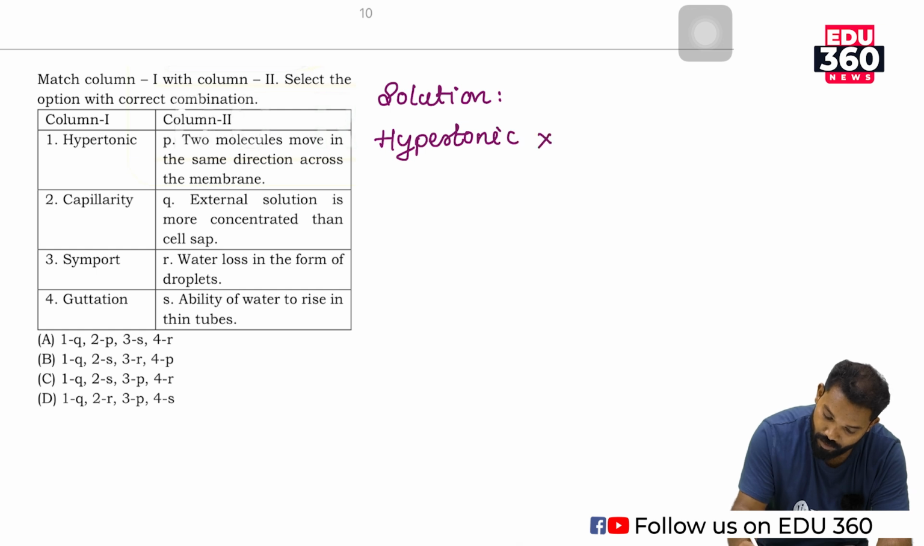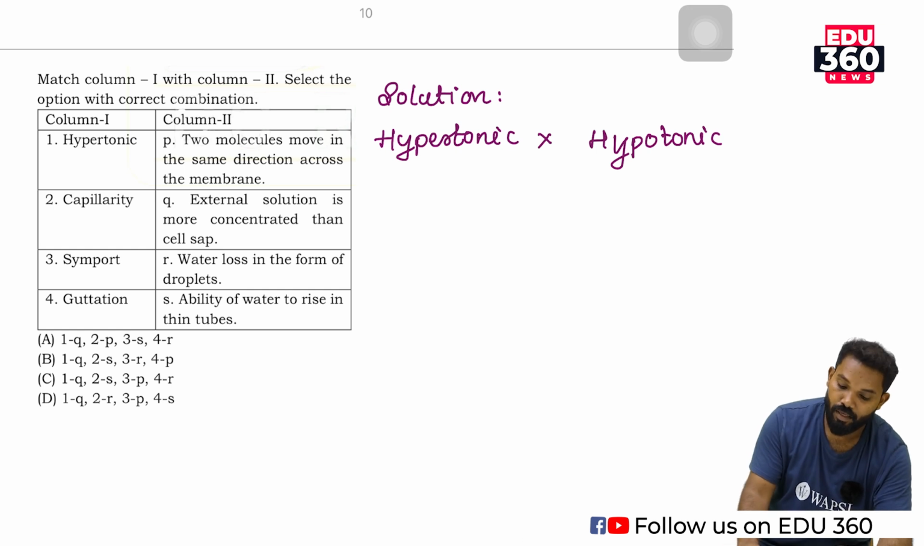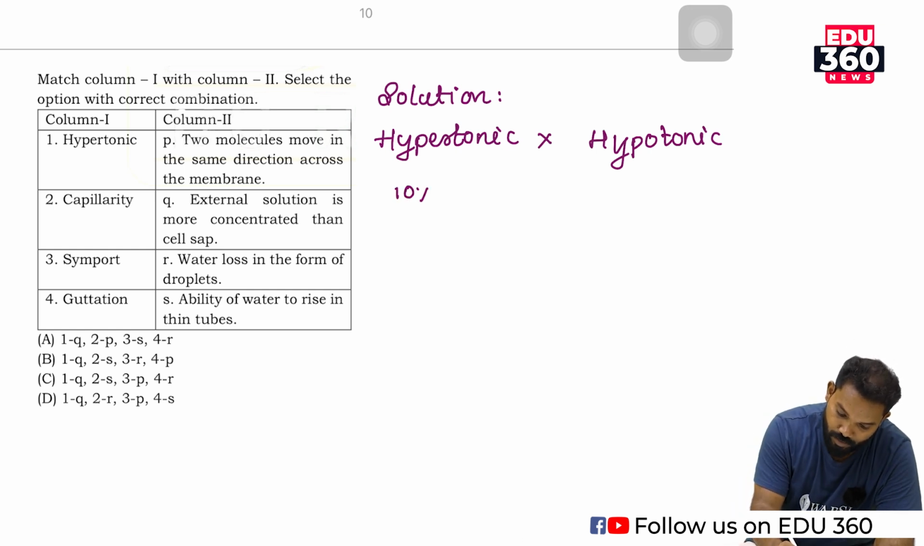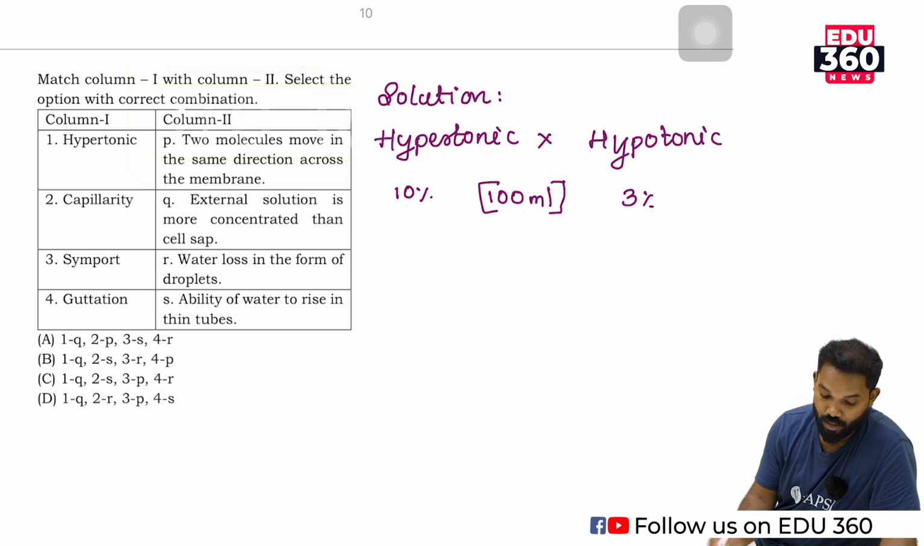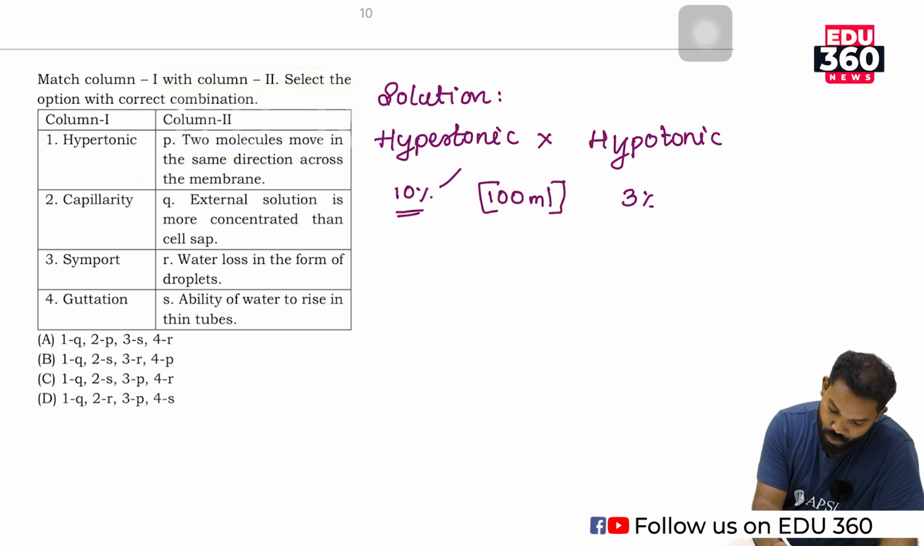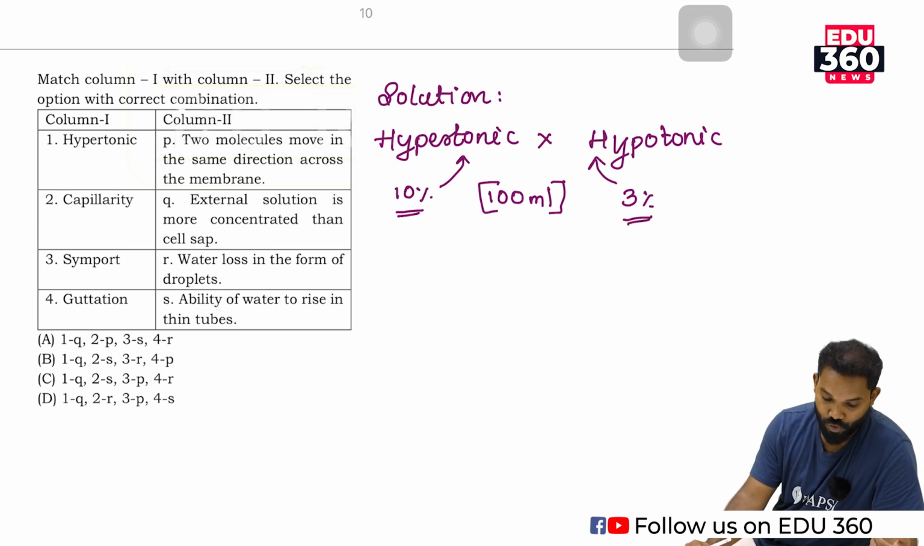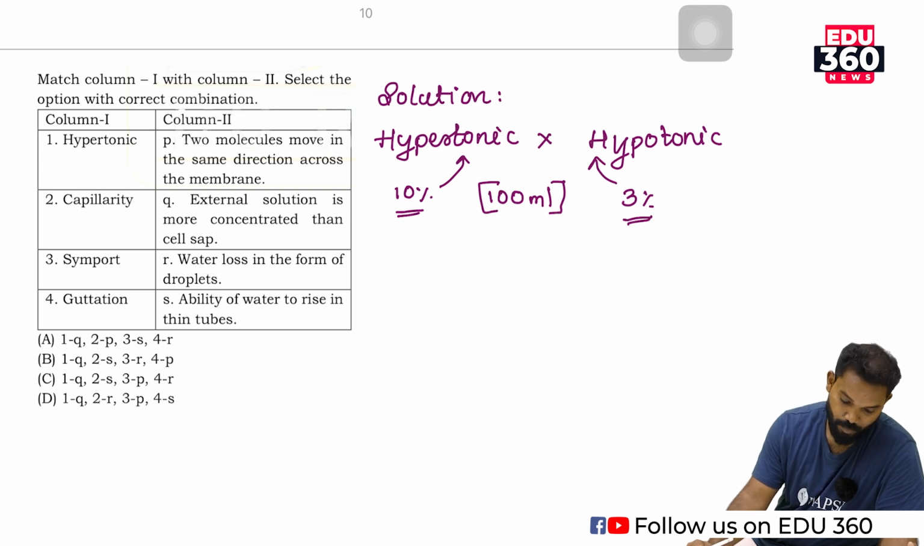Hypertonic and hypotonic. If a 100 ml of 10% solution is compared to a 100 ml of 3% solution, the 10% solution is hypertonic and the 3% solution is hypotonic. So tonicity refers to the number of solute molecules dissolved in a solution.